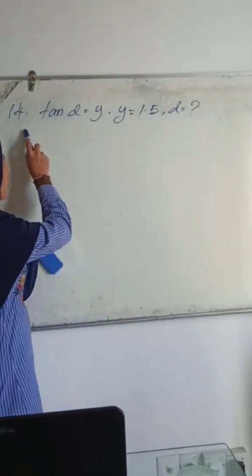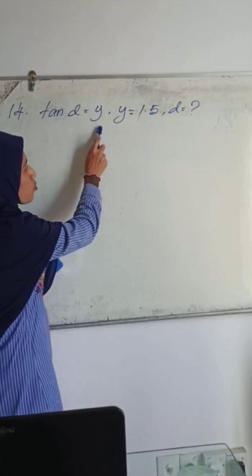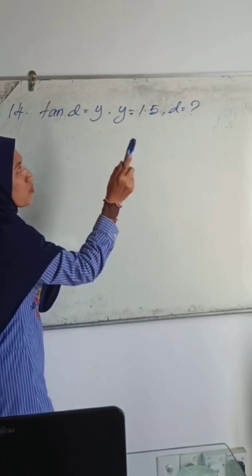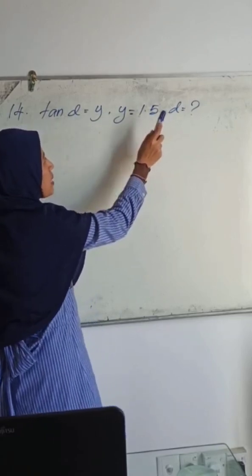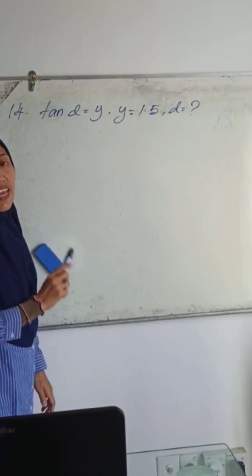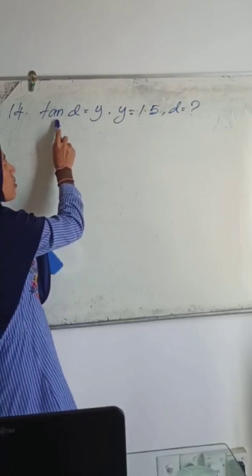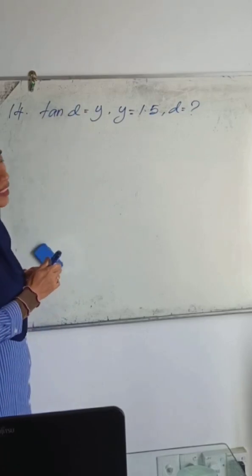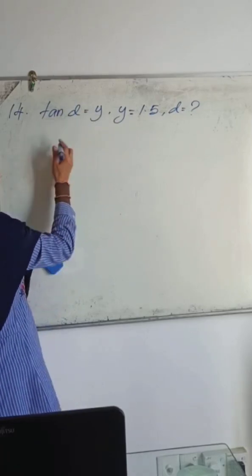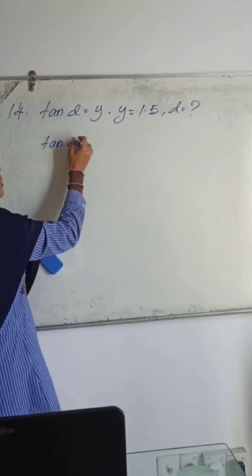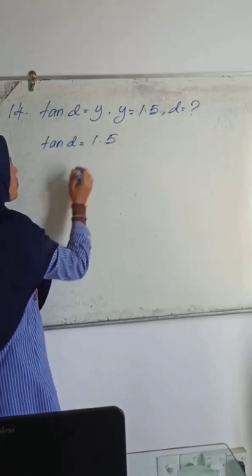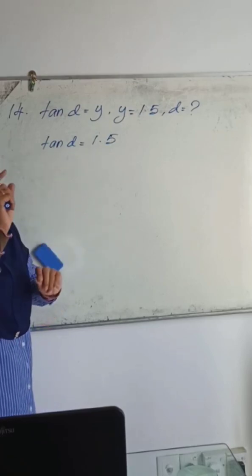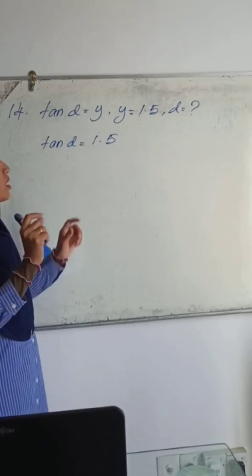Okay, look at number 14. Given tangent d is equal to y and y is equal to 1.5. The question asks to find the value of d. d is the angle, because after tangent, sine or cos must be an angle. So you can substitute y here. So tangent d is equal to 1.5. To find d, to find the angle, you can press shift tangent 1.5.